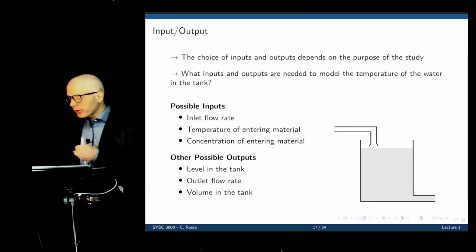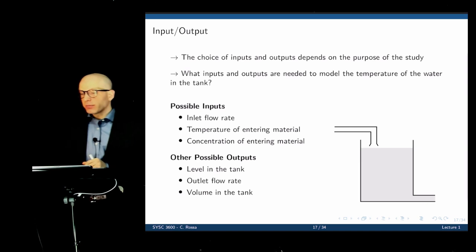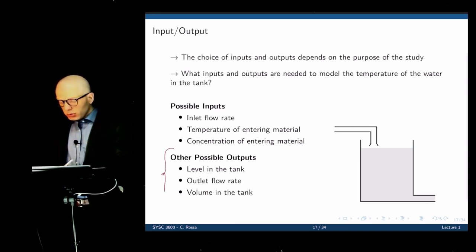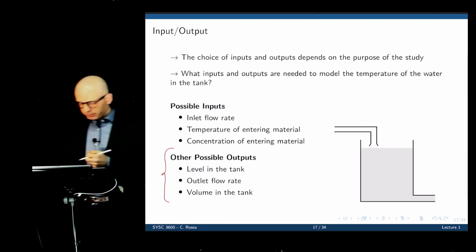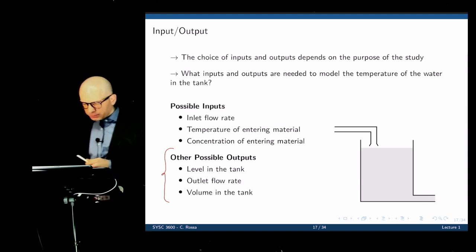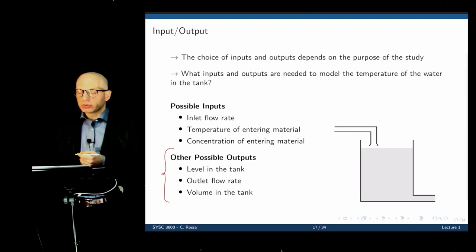That was the primary goal, to use all these inputs to look at the model and then calculate the temperature of the water in the tank. But we could also extend the analysis to include other possible outputs, other possible variables of interest. For example, the level of the water in the tank could be one. The flow rate of the water coming out could be another one. Or the total volume of the mass of the fluid in the tank. Which one we choose? Well, it all depends on what we want to study.